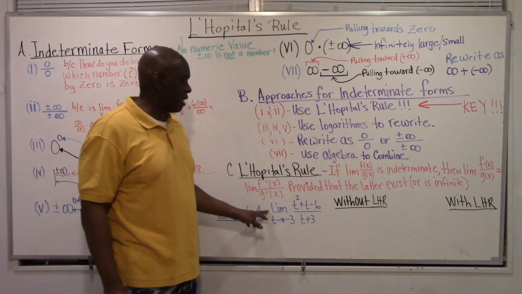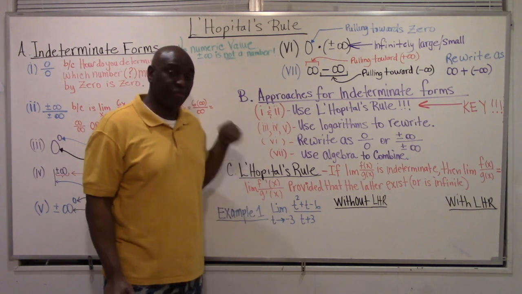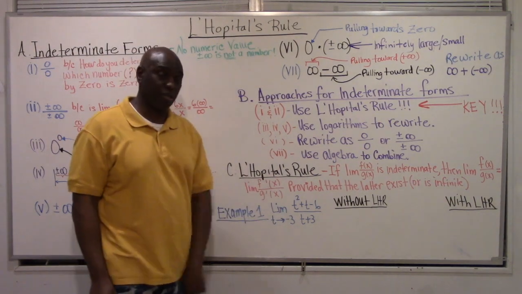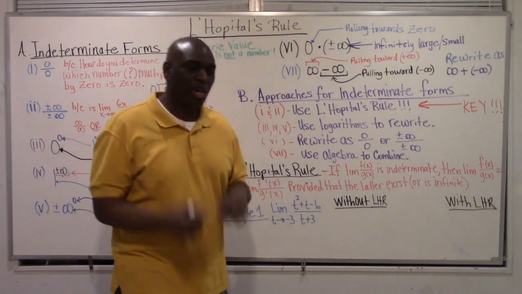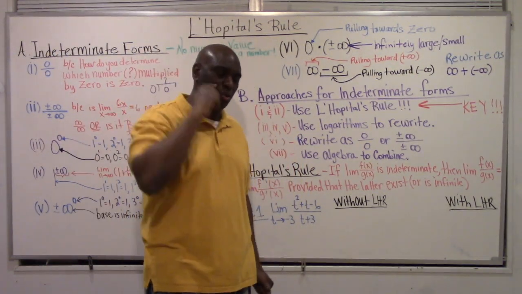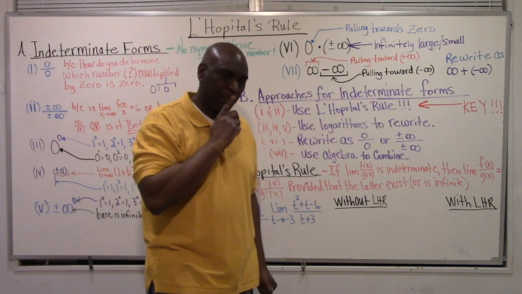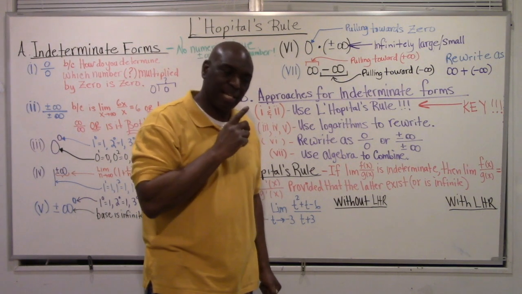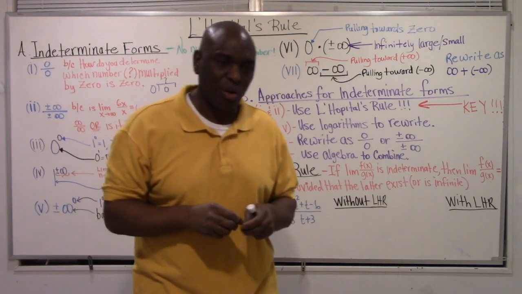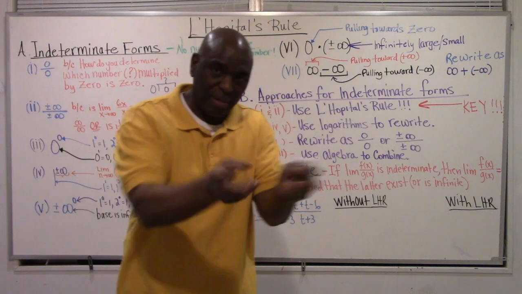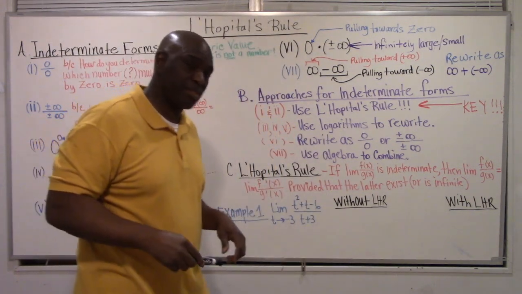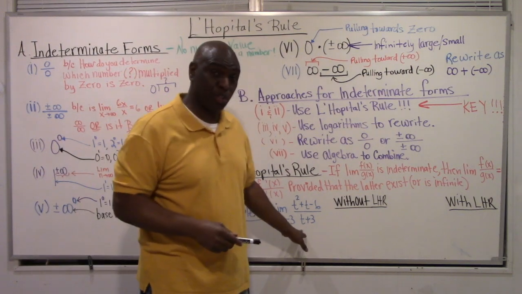So we have the limit as t approaches negative 3 of t squared plus t minus 6, divided by t plus 3, all right? And we're going to do it without using L'Hopital's rule. We're going to go way back to maybe the second week of class, when we learned how to evaluate limits and all the techniques that we use to evaluate the limit. Let's go back to the first couple weeks of class and see if we can recall how we worked this one through.